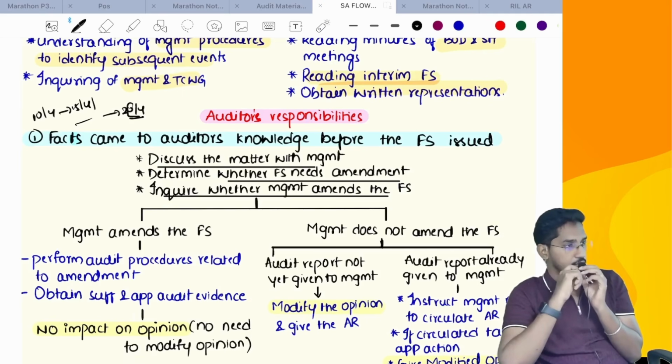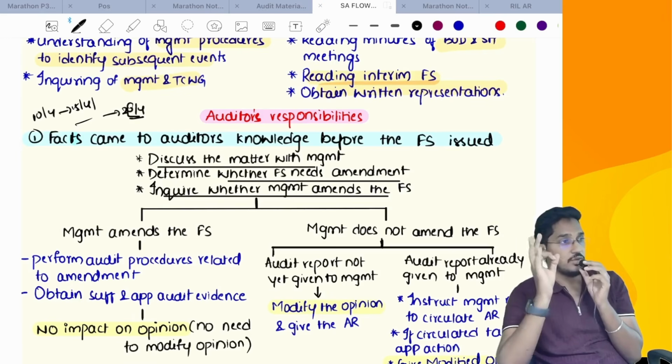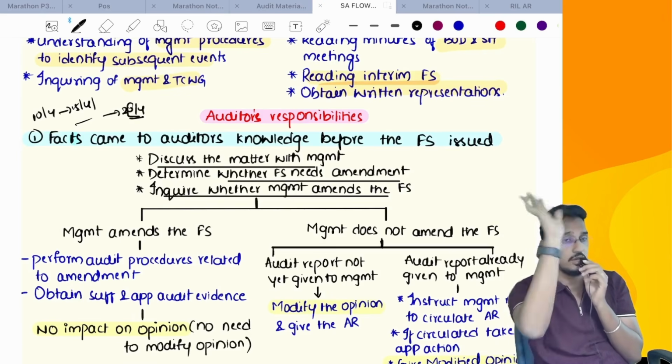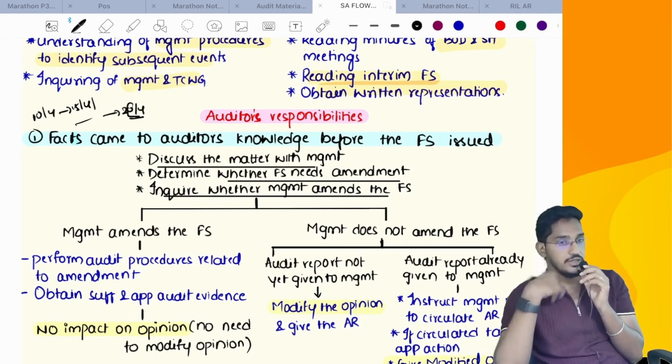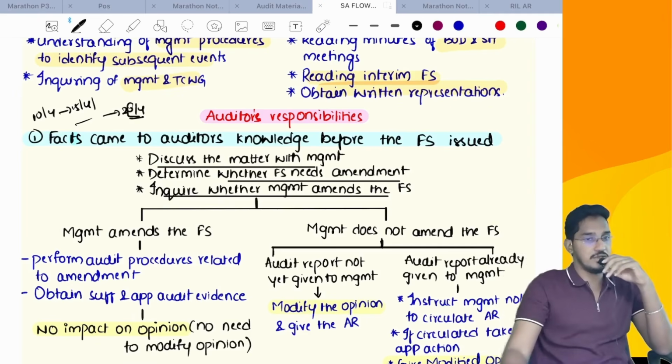You signed the audit report. The audit report is ready, but you have not yet handed over that audit report to the client. Say for example, on 15th of April, you have signed. You thought tomorrow I will come and give that audit report to my client. But before you could give that audit report to the client, you got to know about a subsequent event, discussed with the management. Management is not ready to amend the financial statements.